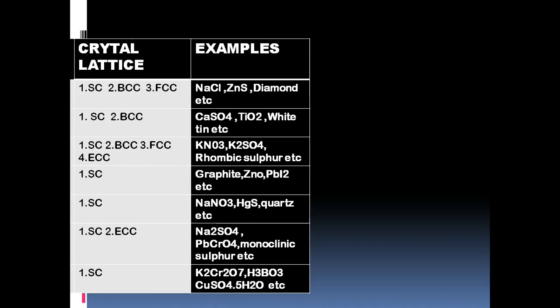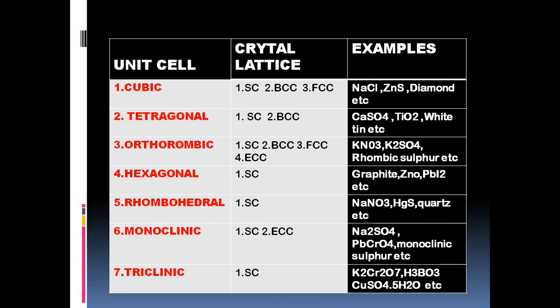So let's have some quick examples coming under this. For the cubic unit cell, we have already said that 3 types exist: simple cubic, BCC, FCC. So these are the examples existing in this pattern. Examples are sodium chloride, zinc sulfide, diamond, etc. In these solids we have the cubic category, that is, A is equal to B is equal to C.